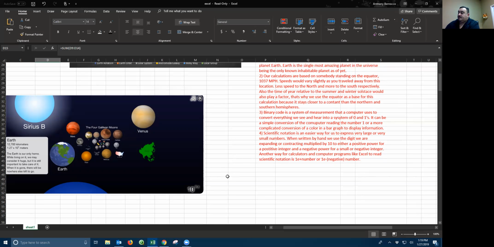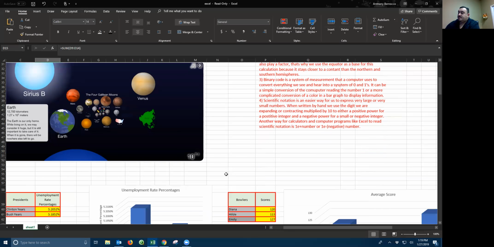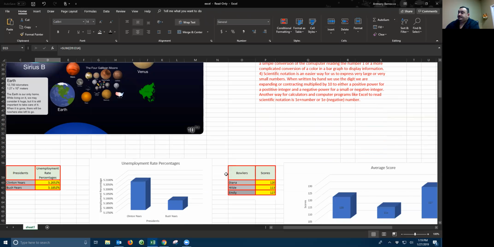Okay, let's move on to scenario number 2. Here's the Earth there.